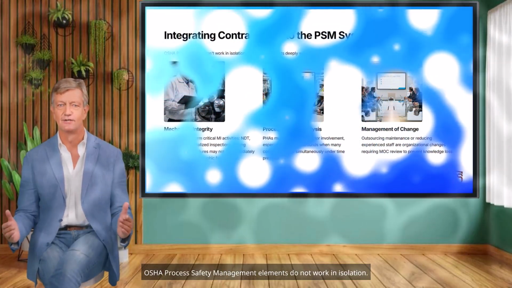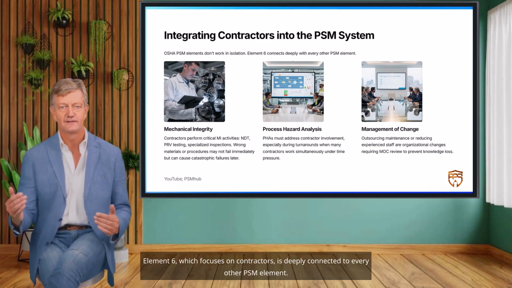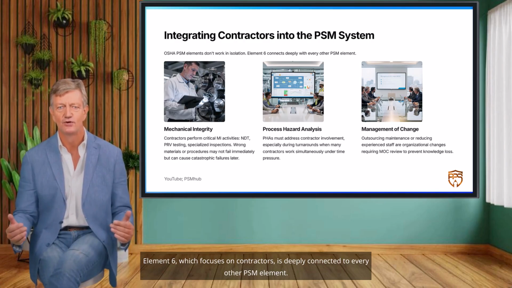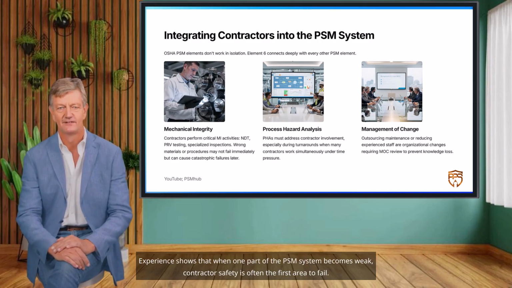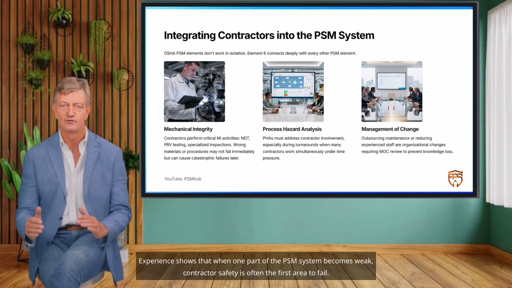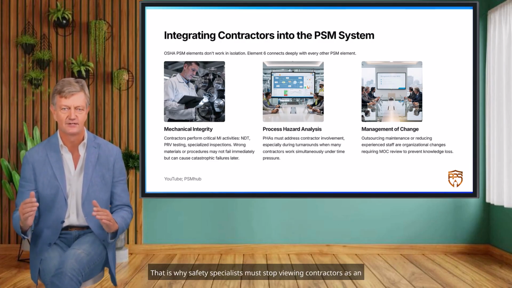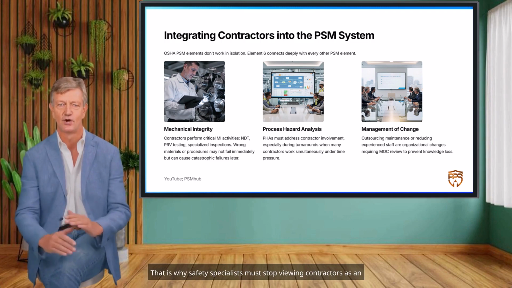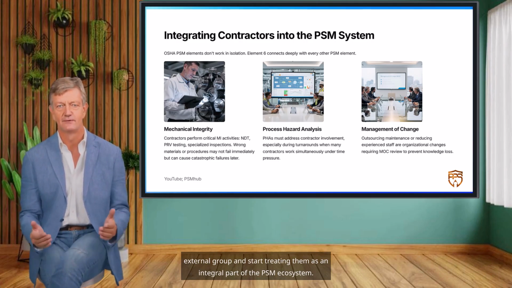OSHA process safety management elements do not work in isolation. Element 6, which focuses on contractors, is deeply connected to every other PSM element. Experience shows that when one part of the PSM system becomes weak, contractor safety is often the first area to fail. That is why safety specialists must stop viewing contractors as an external group and start treating them as an integral part of the PSM ecosystem.